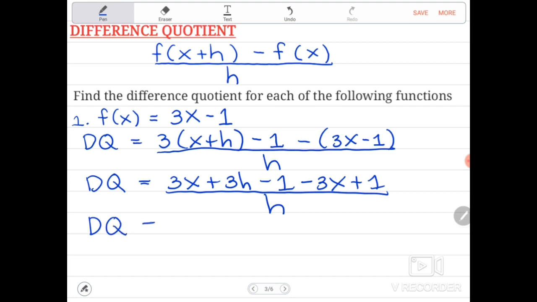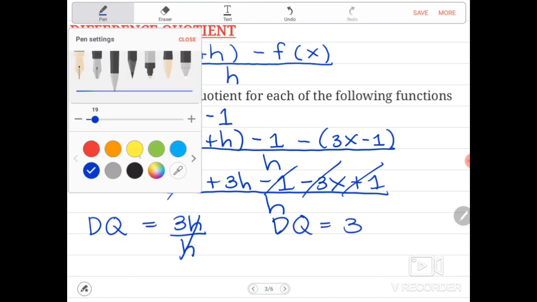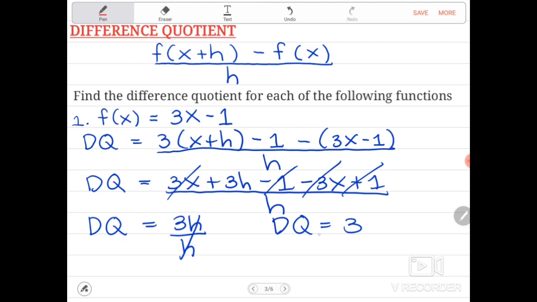So for the numerator, combine or simplify similar terms. So this is cancelled. This is also cancelled. So the remaining will be 3h over h. So cancel out h. So for our difference quotient, that will be equal to 3. So this will be our difference quotient.